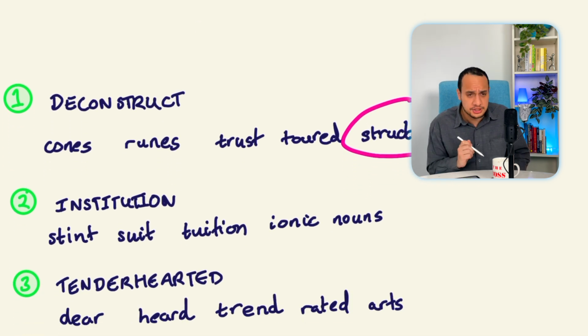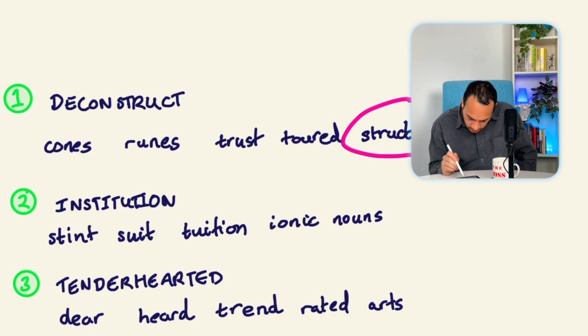Next, institution. So we've got stint, suit, tuition, ionic, and nouns. So if I look at stint, stint can be formed using the letters in here. We've got suit, so S-U-I-T, that can be formed too.